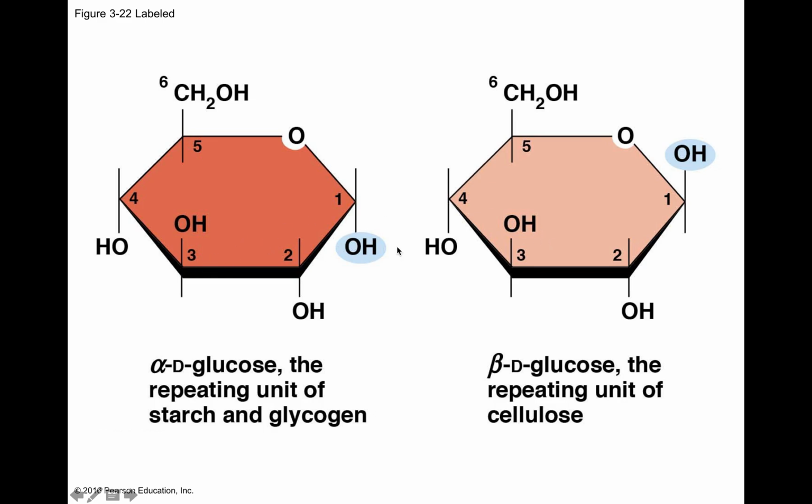These two molecules, even though they have the same chemical formula, have a different shape. Notice this hydroxy group is pointed down on the number 1 carbon in this alpha D-glucose, and in beta D-glucose it's pointed up.